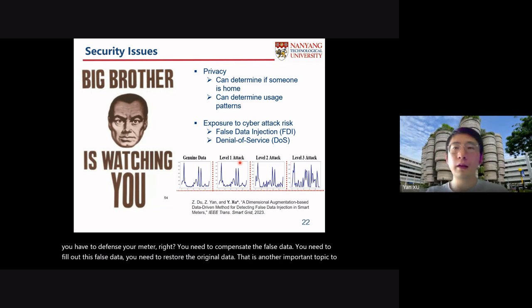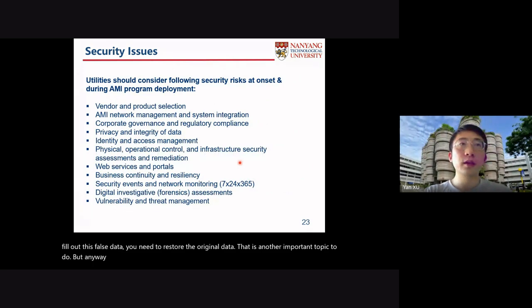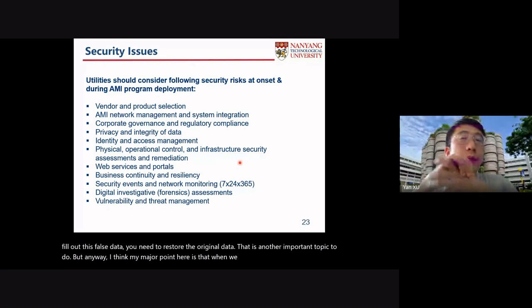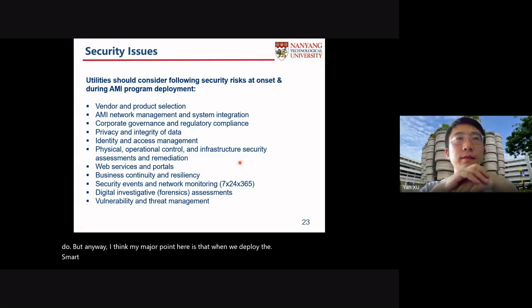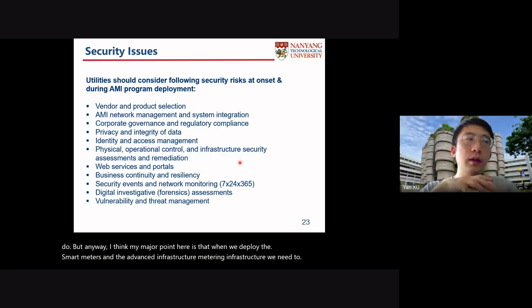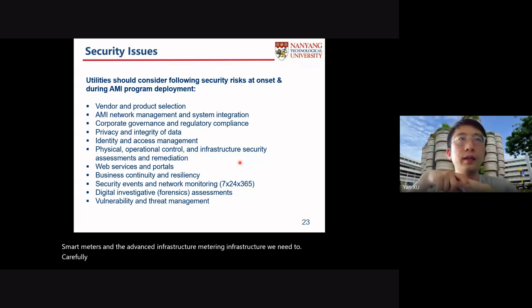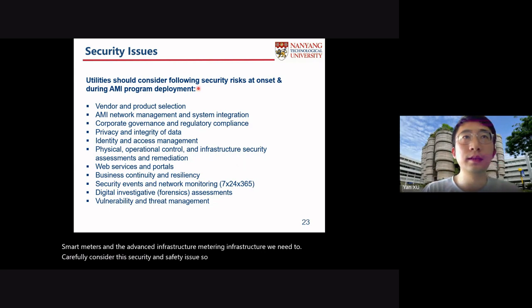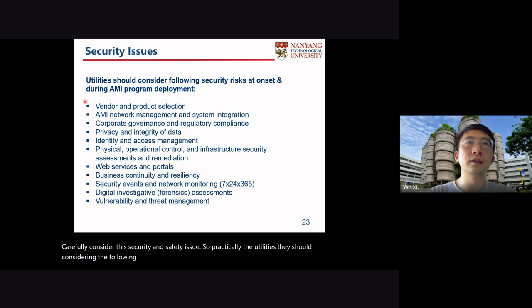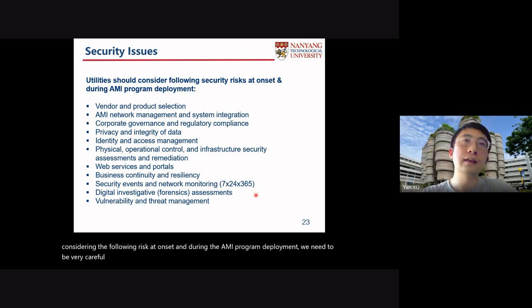But anyway, my major point here is that when we deploy the smart meters and the advanced metering infrastructure, we need to carefully consider this security and safety issue. Practically, the utilities should consider the following risks at the onset and during the AMI program deployment. We need to be very careful to select the vendor and the product.